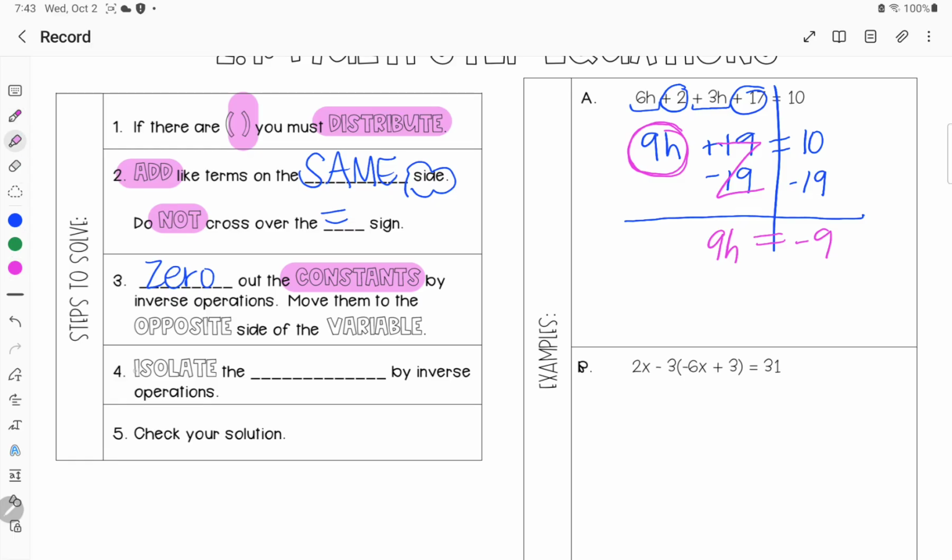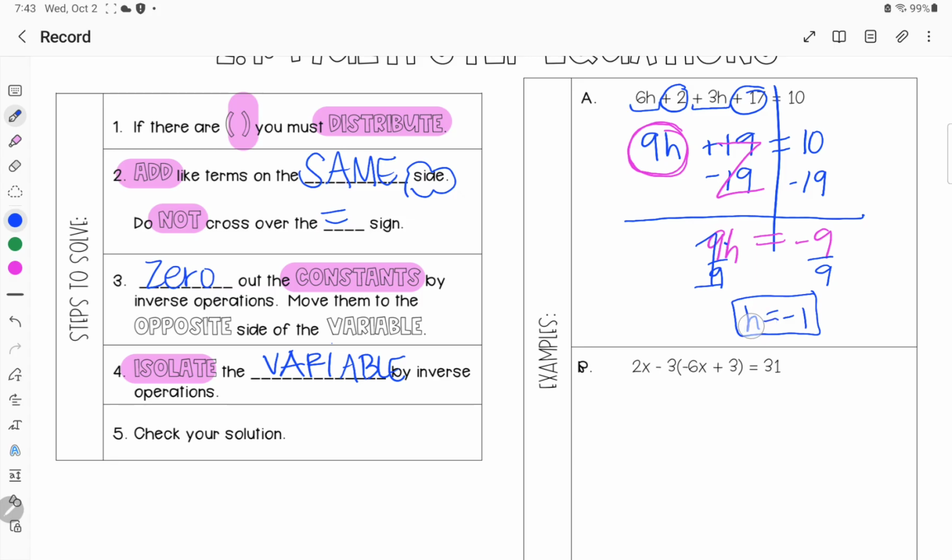Our last step is to isolate, meaning get that variable all by itself. So we're going to isolate the variable by inverse operations. This is why I always say, what is being done to h? H right now is being multiplied by 9. The opposite of multiplying is to divide by 9, by the exact same number. There's a positive 9, so I divide by a positive 9. So this becomes 1, leaving me with h equals negative 1.